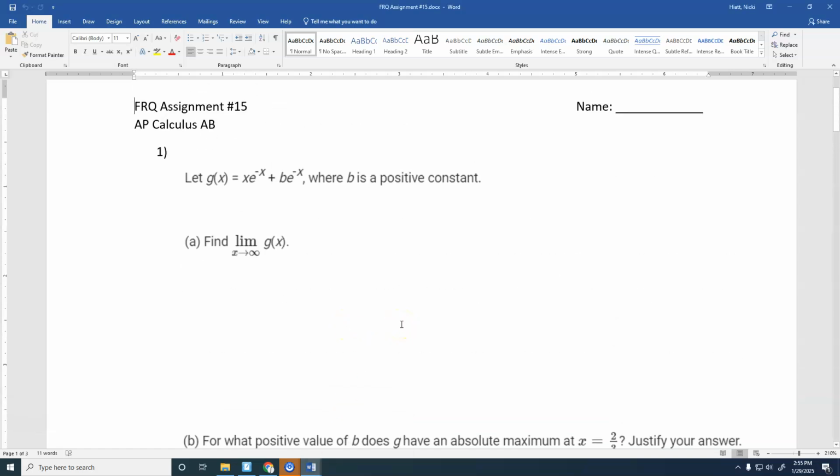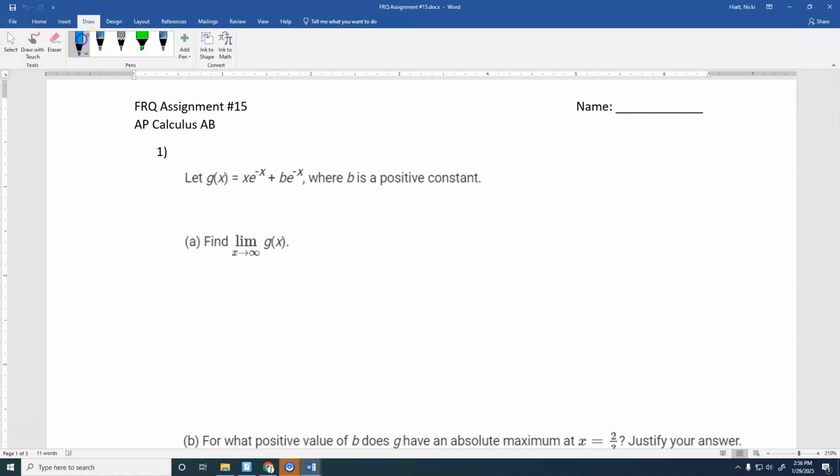Okay, let's go through this here. So, g of x is x e to the negative x plus b e to the negative x. b is a positive constant. The first thing they ask us for is the limit as x approaches infinity. Because you have negative exponents, you need to write this as fractions. So what we're really doing here is the limit as x approaches infinity of x over e to the x plus b over e to the x.